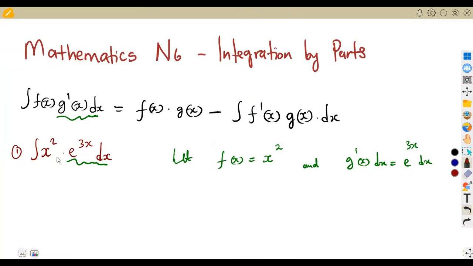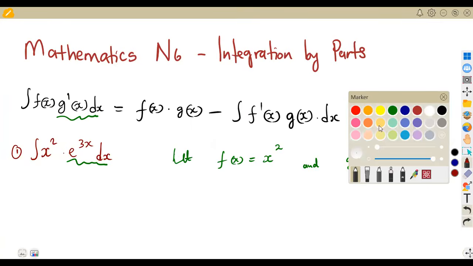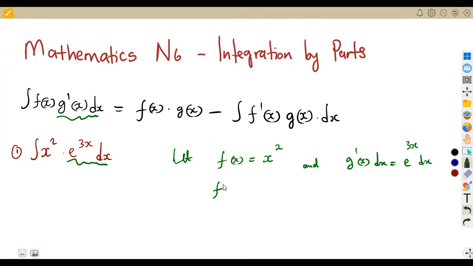All right, I said from f of x, we need its derivative. From g prime x, we need its integral. That's it. So here we are going to need the first derivative of f of x. So what is the derivative here? The derivative of f of x, guys, remember your derivative. So this is going to be 2x. Drop the exponent, then subtract 1. So that is going to be 2x, from our Mathematics N3, all right?